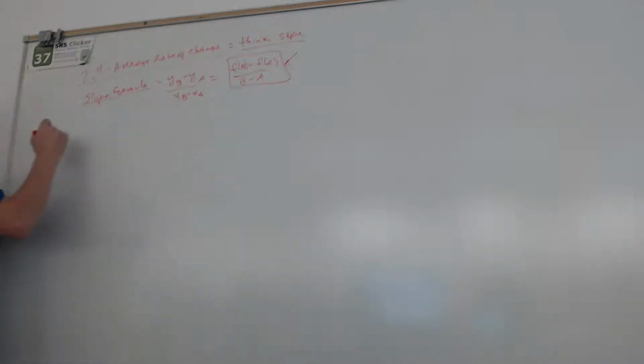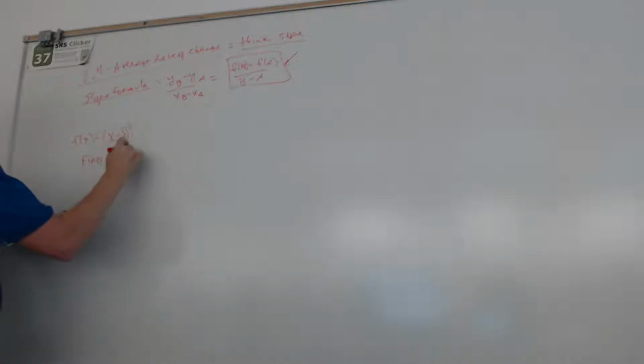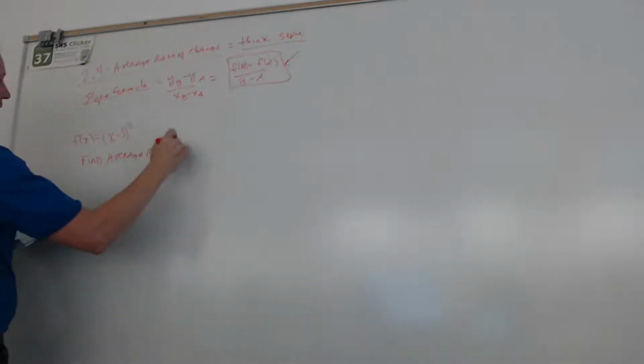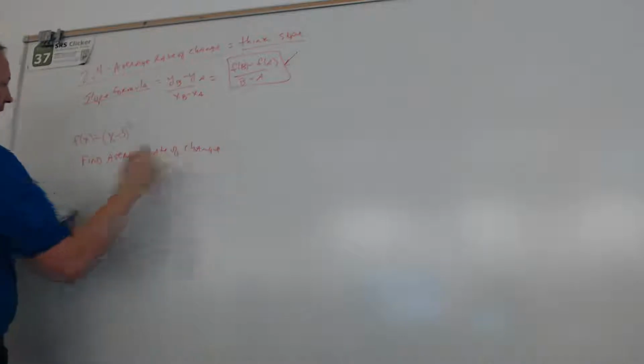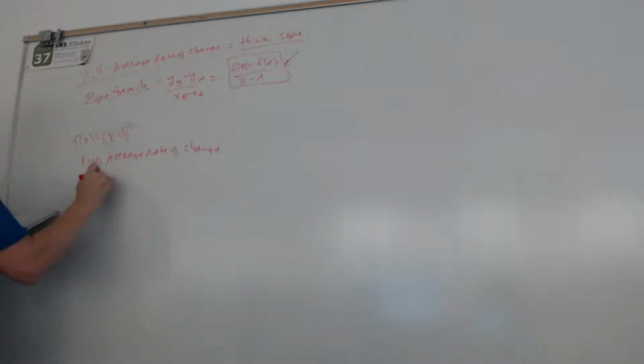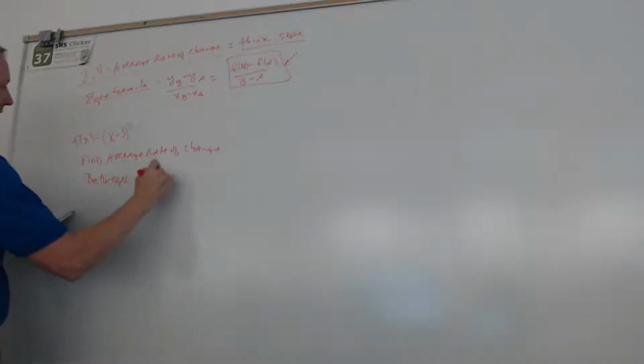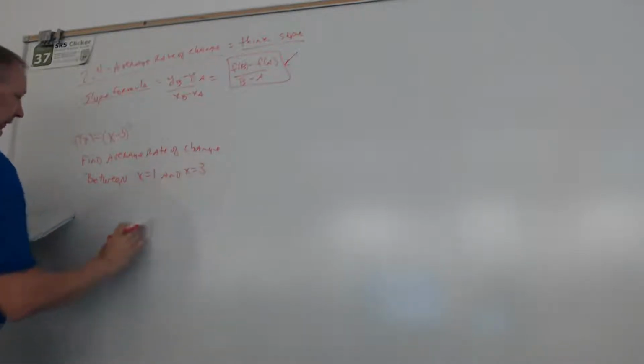Okay, so let's do an example here. Let's say that f of x equals x minus 3 squared. And I say find the average rate of change between x equals 1 and x equals 3.